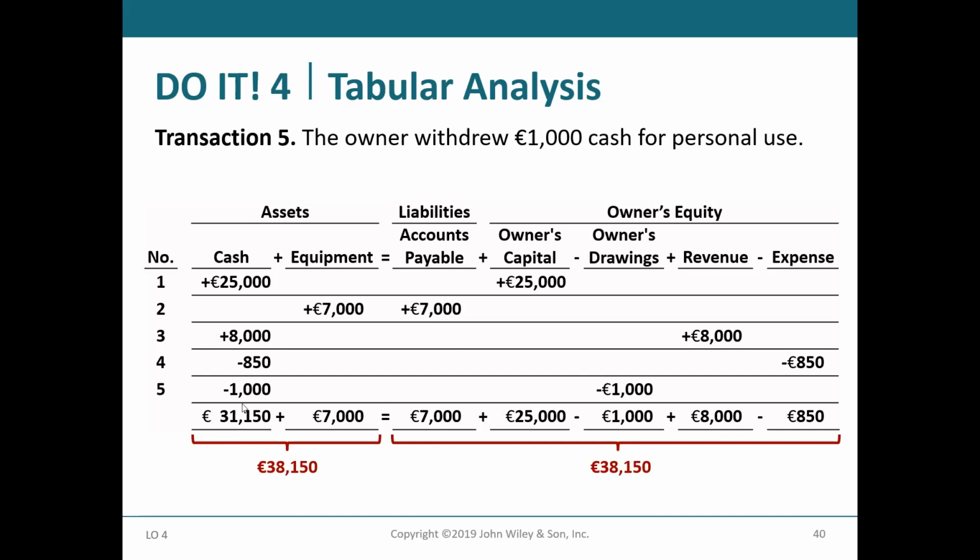It will be 31,150. How much money do they owe? 7,000, accounts payable. How much money did the company withdraw? It will be 1,000. So when you add all of this, you will see the net amount for each account at the end of the month.